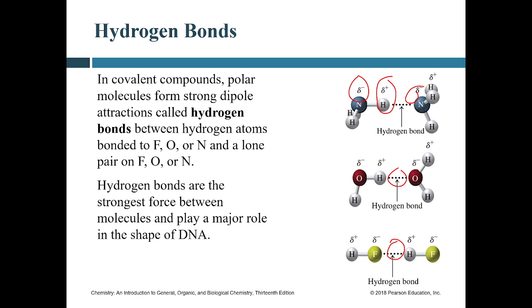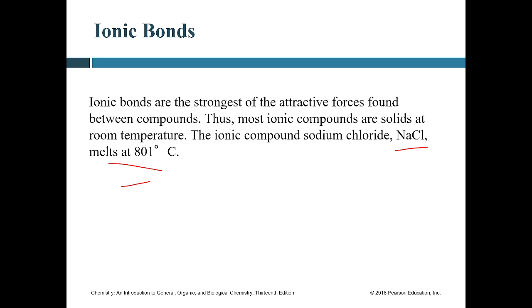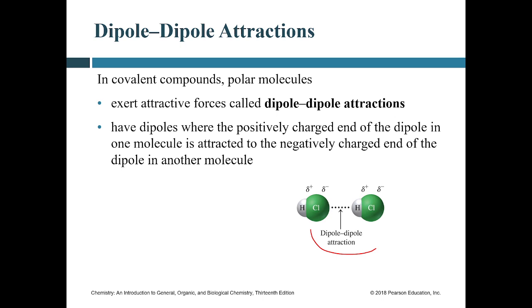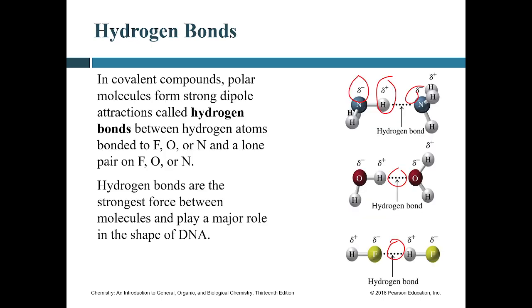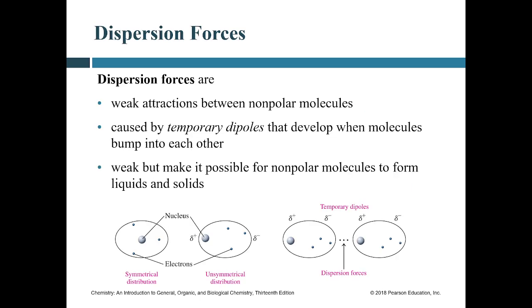In terms of strength, we have ionic bonding, strongest. We have hydrogen bonding, which is your next strongest. And then we have dipole-dipole attractions, which will be your third strongest. Just remember that hydrogen bonding really is just really strong dipole-dipole attractions. Very similar, but very concentrated ones.